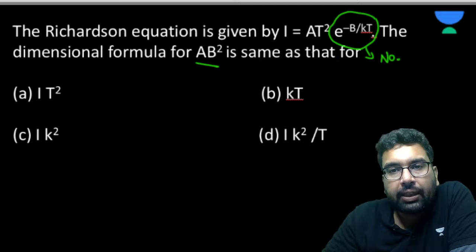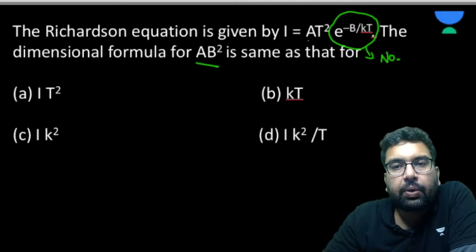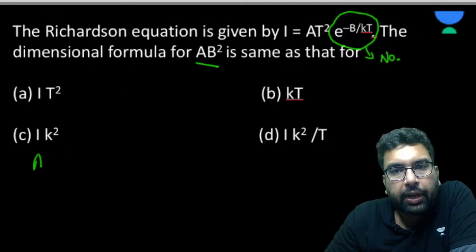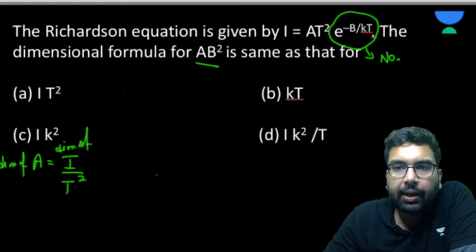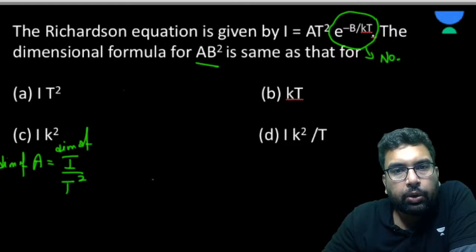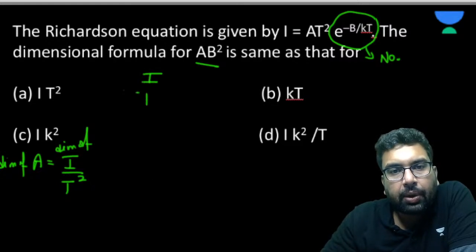Now if I see this thing, I is equal to At square, so what will be the dimension of A? It will be I by t square. Dimension of A is the dimension of I by t square, because this is a dimensionless entity, right? So the dimension of A is I by t square.